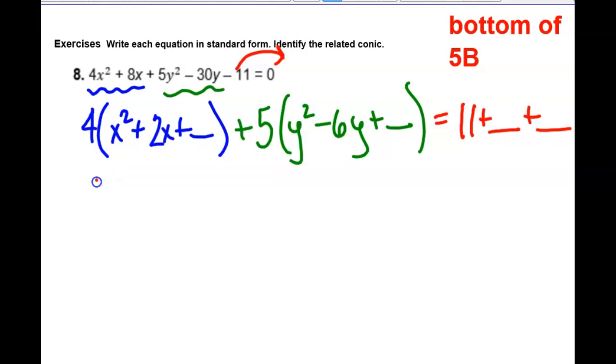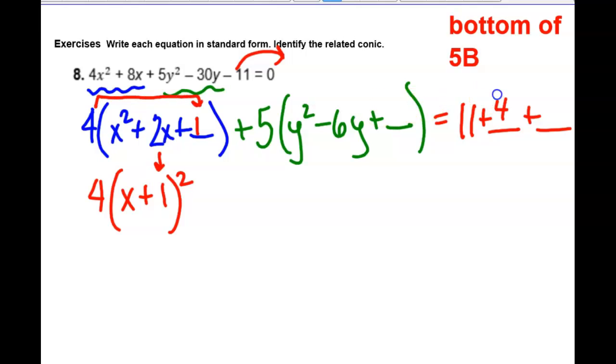All right. So we have a 4. What happens when we complete this square here? Half of this becomes plus 1. When you square 1, it's not 2. What do you get? It's just 1. And then added to the other side is a 4 times 1, or just a 4.